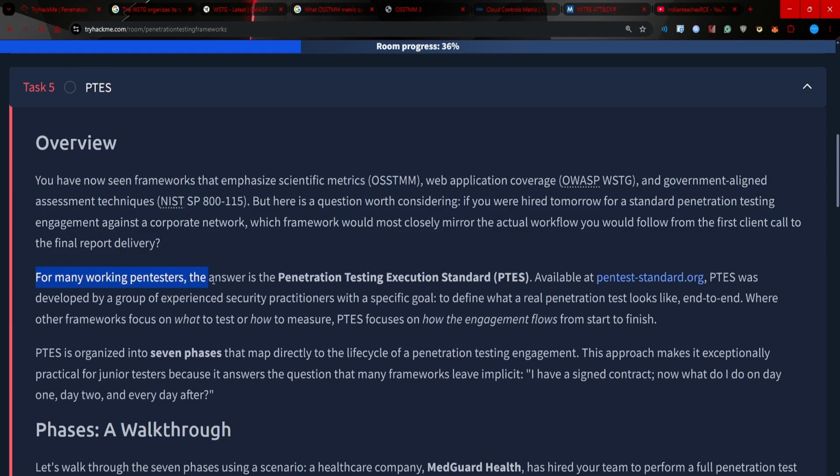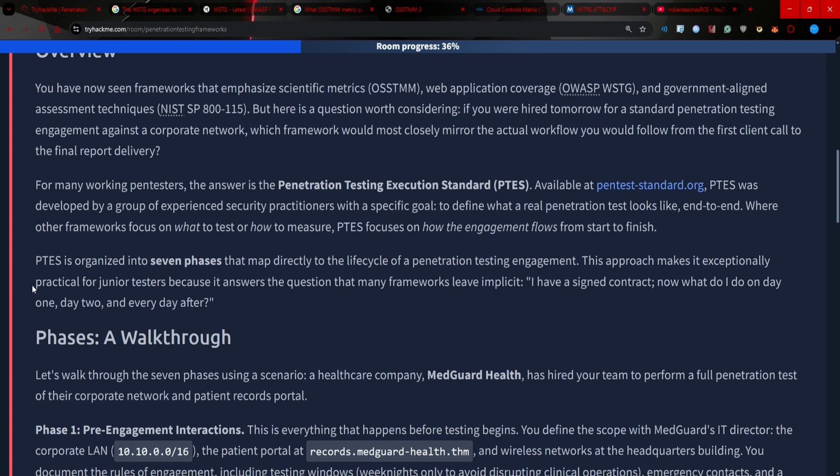For many working pen testers, the answer is the Penetration Testing Execution Standard (PTES). This is an important one. Available at penetration-standard.org. PTES was developed by a group of experienced security practitioners with a specific goal: to define what a real penetration test looks like end to end. Where other frameworks focus on what to test and how to measure, PTES focuses on how the engagement flows from start to finish.